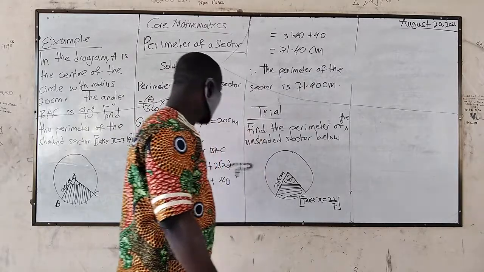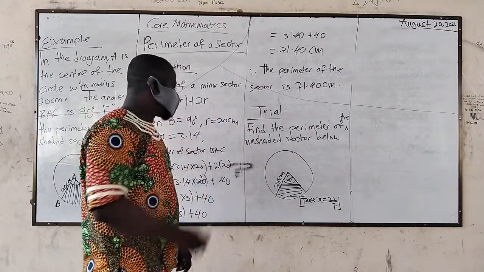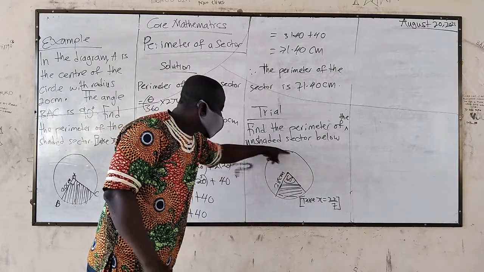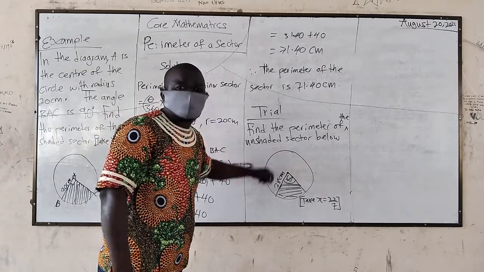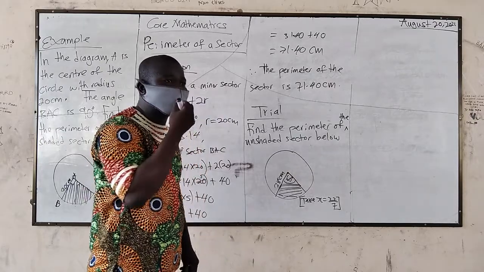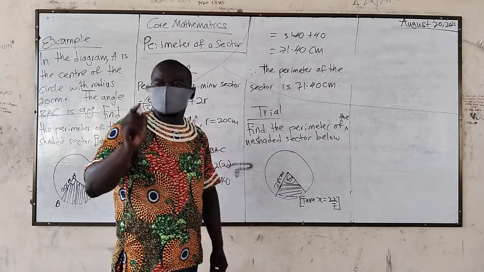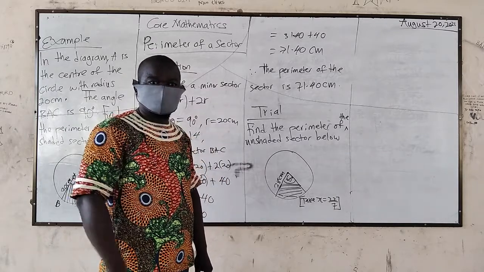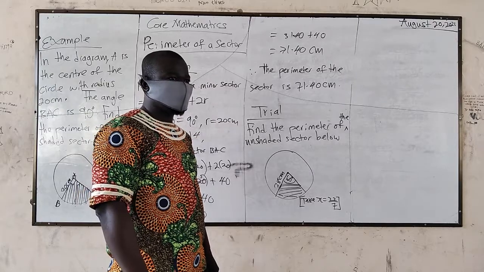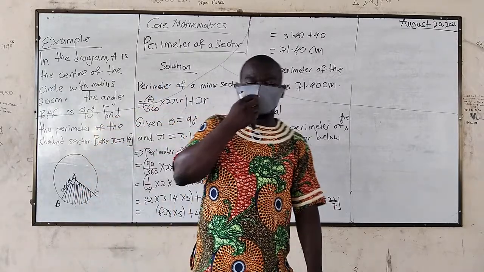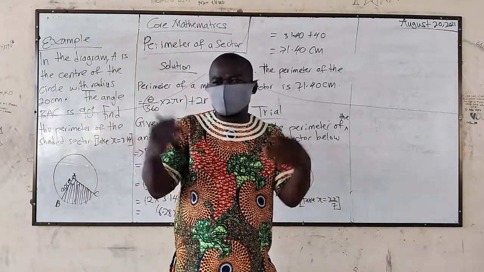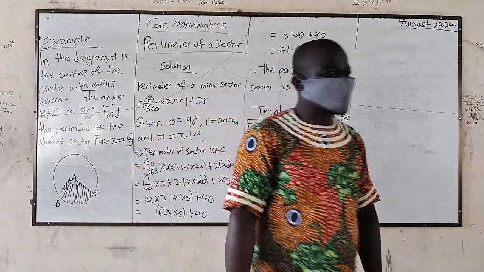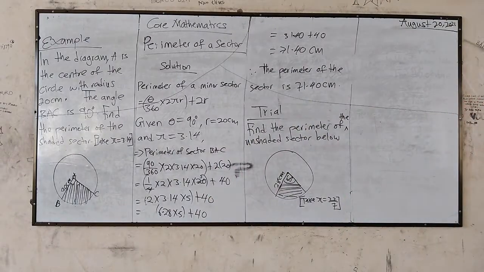Alright, so we're looking for the perimeter of the unshaded portion. Is it a minor sector or a major sector? Major sector. So try and solve it, after that I will also solve it. For those who are outside or the community watching online later on, I think you can solve it and put the answer in the comment section. I'll observe.